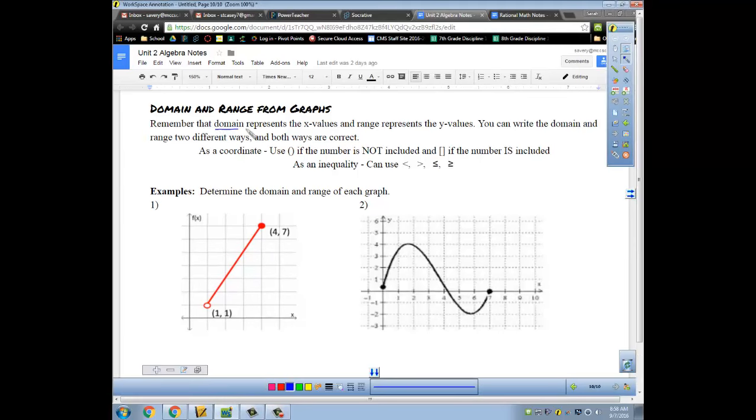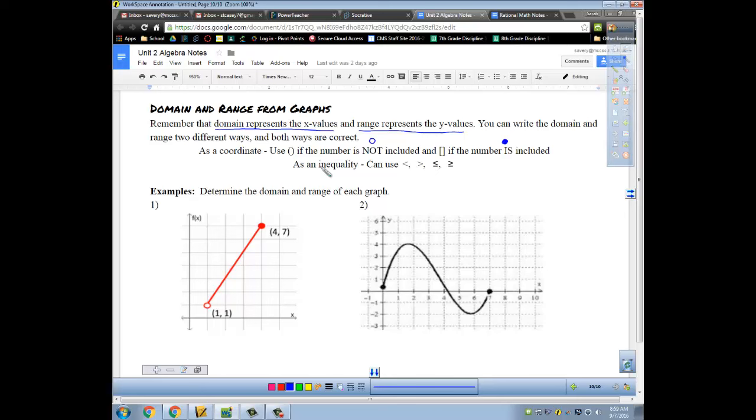First of all, remember domain represents the x values, range will represent your y values. And one way that you can write your domain and range is as a coordinate. If you write it as a coordinate, you will use normal parentheses if the number is not included. So that would be if there's an open circle on a graph. You should have learned last year, given an inequality and you graph it on a number line, you can use an open or closed circle. So if you have an open circle, you are using normal parentheses. If you have a closed circle, then you are going to use brackets.